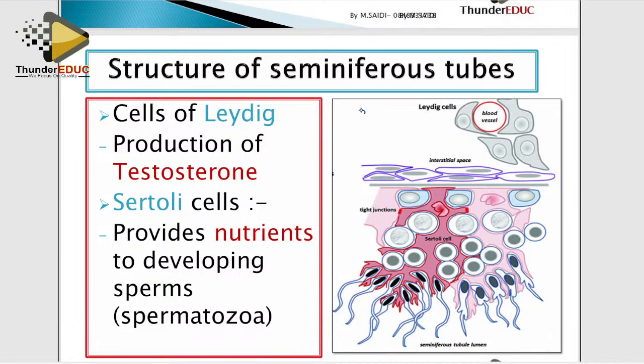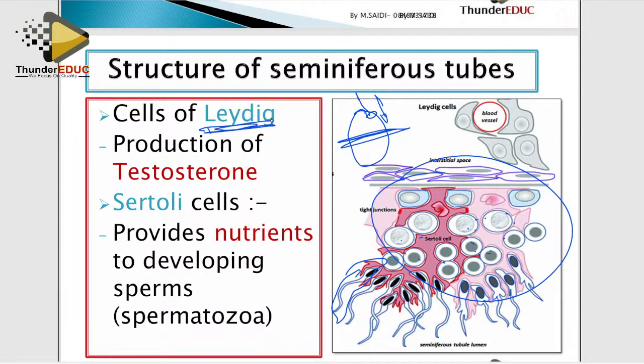So if this is the testes, ne? When you cut it like this, and then you look at it from that angle, this is what you see. So when you take a small layer and look at it under a microscope, this is what you see. Now, these are different cells. What you see here are the sperms which are being formed. They are developing. So this testosterone is being produced by the cells of Leydig.